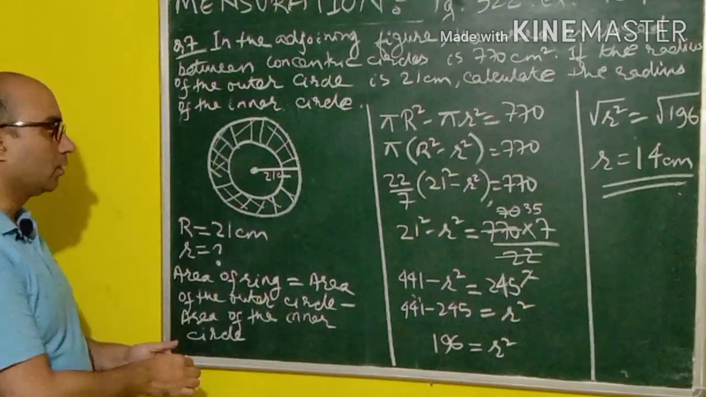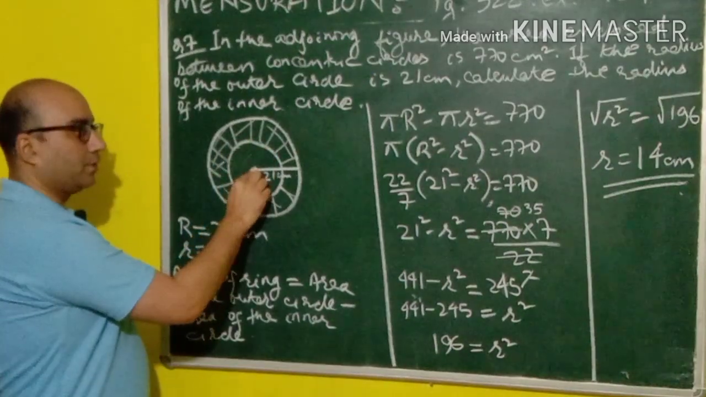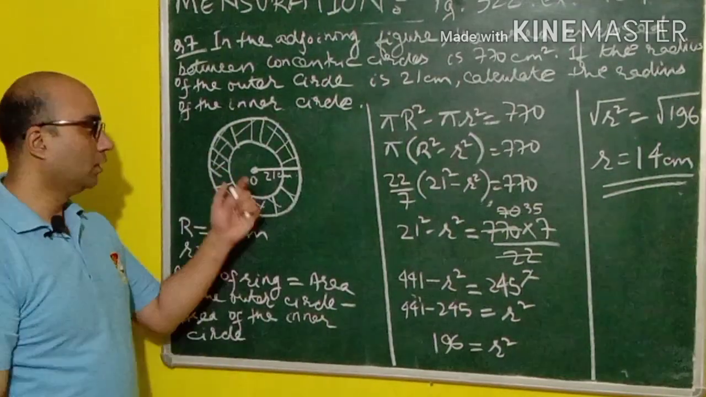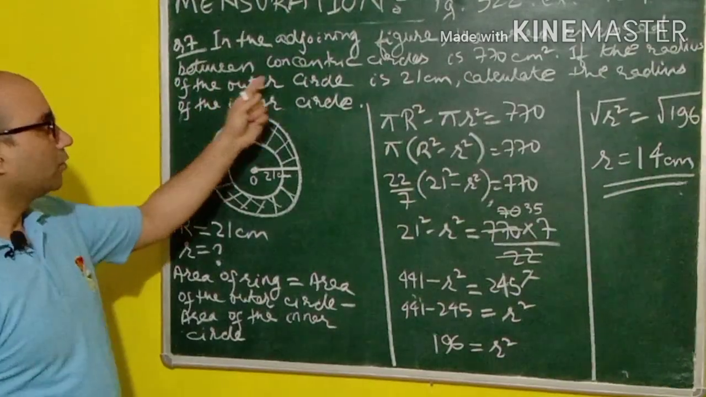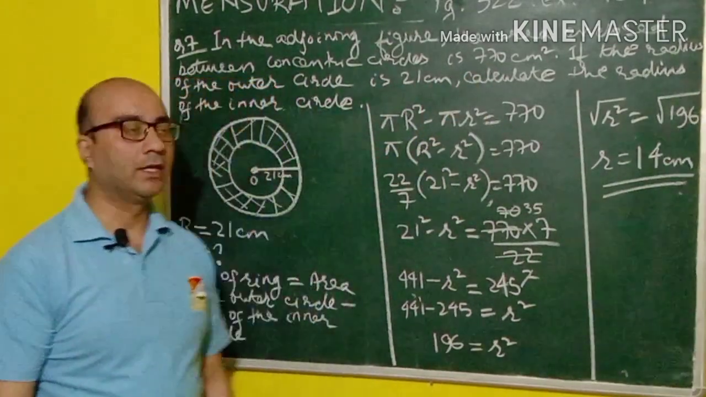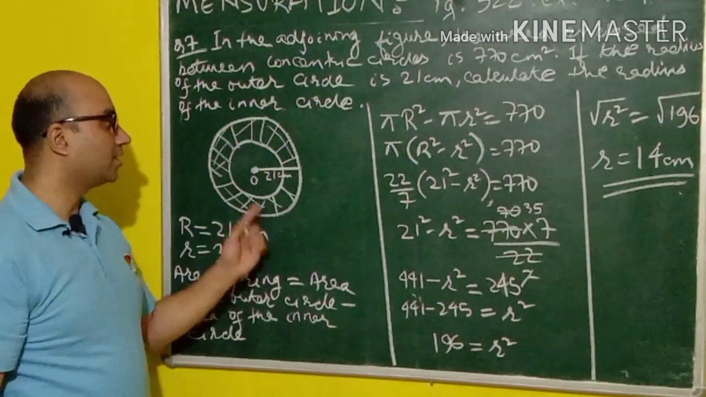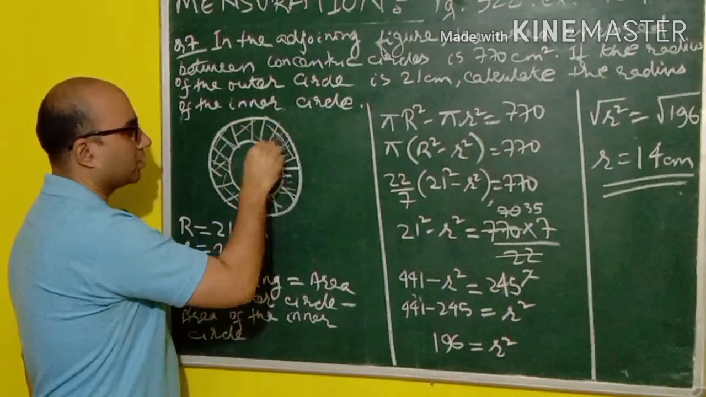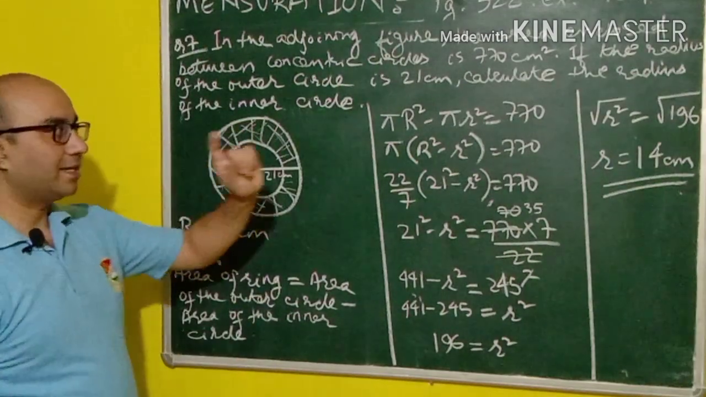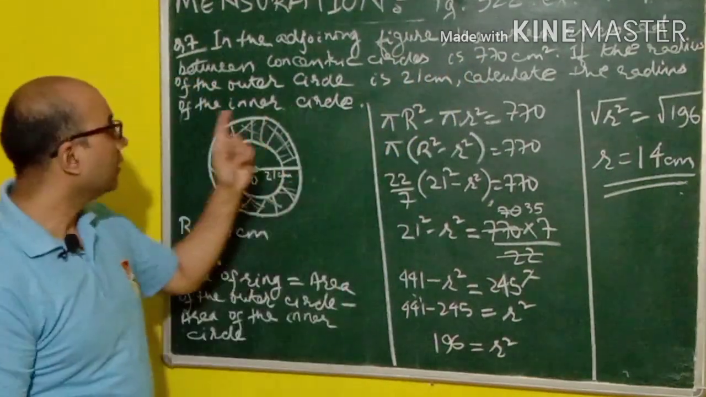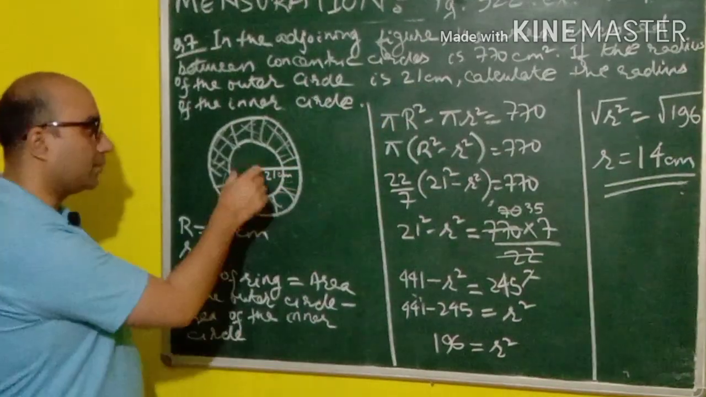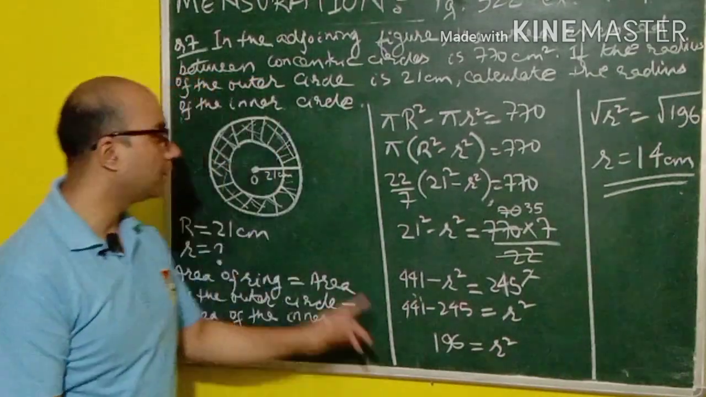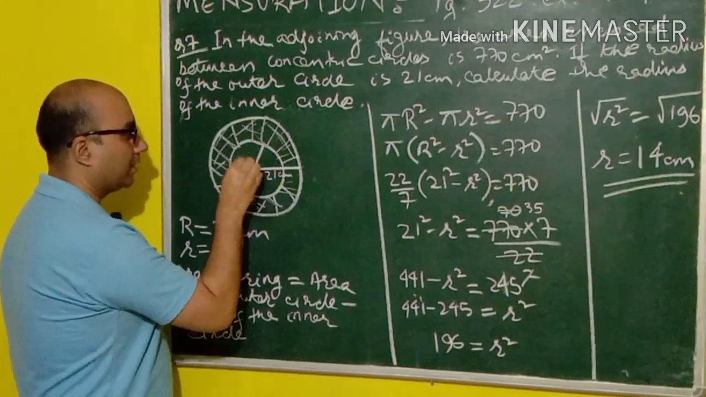So this is the perfect example of concentric circles. There are 2 circles here, the smaller circle with this center, let us label this as O, and then another bigger circle with the same center O. So these are 2 concentric circles. The area between 2 concentric circles is 770 centimeters square. That means this shaded region, which I have shaded with cross lines, has an area of 770 centimeters square. If the radius of the outer circle is 21 centimeters, that means the radius of the bigger circle is 21 centimeters, calculate the radius of the inner circle. We need to calculate this radius.